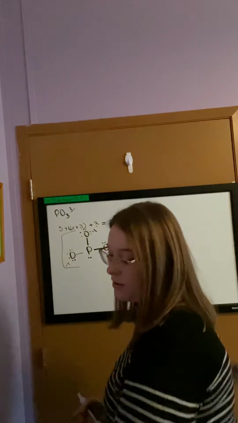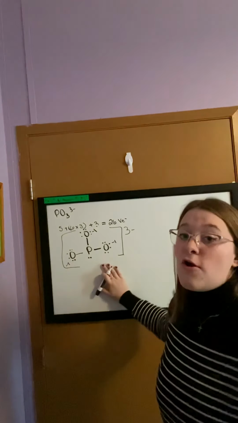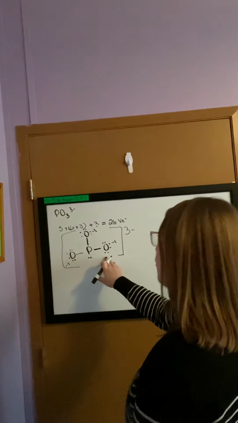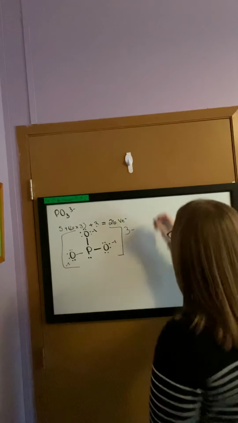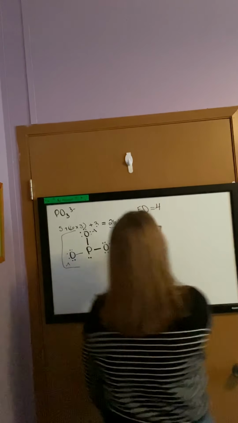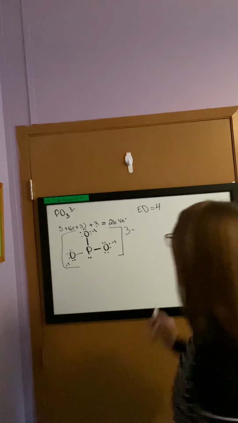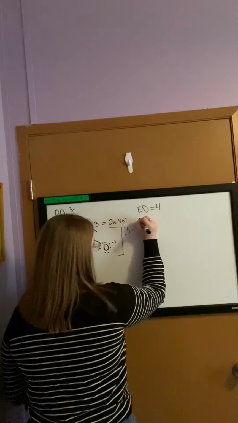Okay, now for our last step, we are going to look at the molecular geometry. So, how many electron domains are there? There are 4 electron domains. 1, 2, 3, 4. So there are 4 EDs, meaning that this is a tetrahedral electron domain geometry.